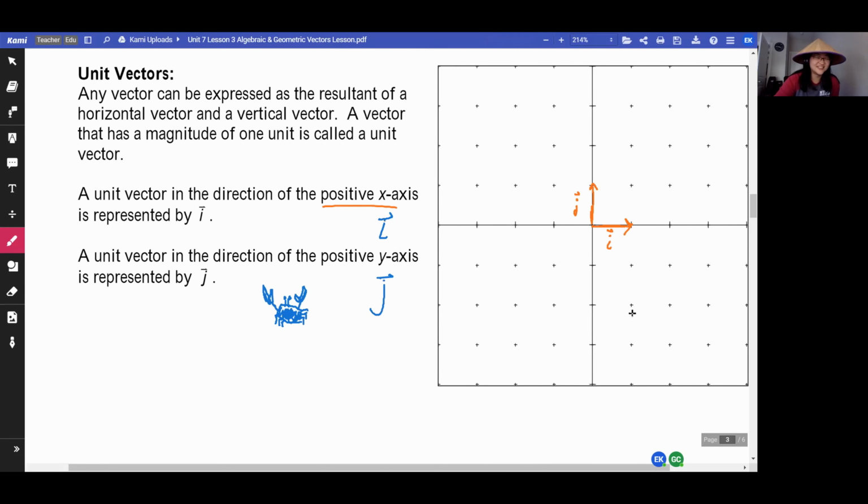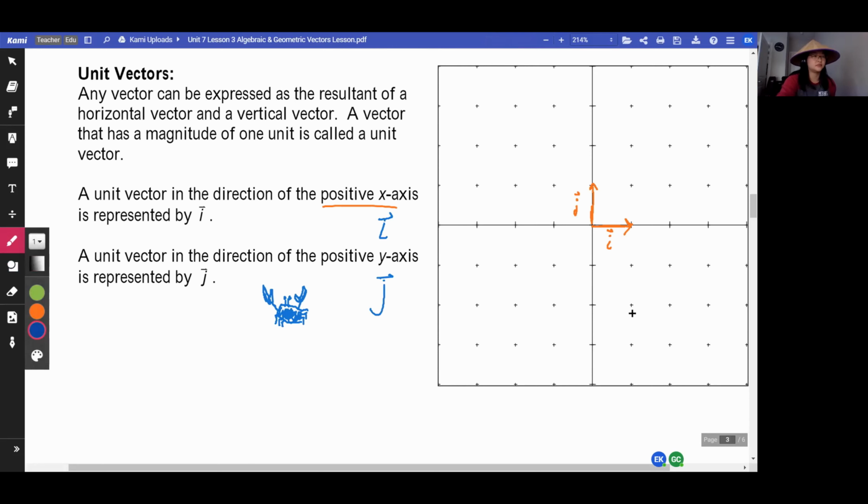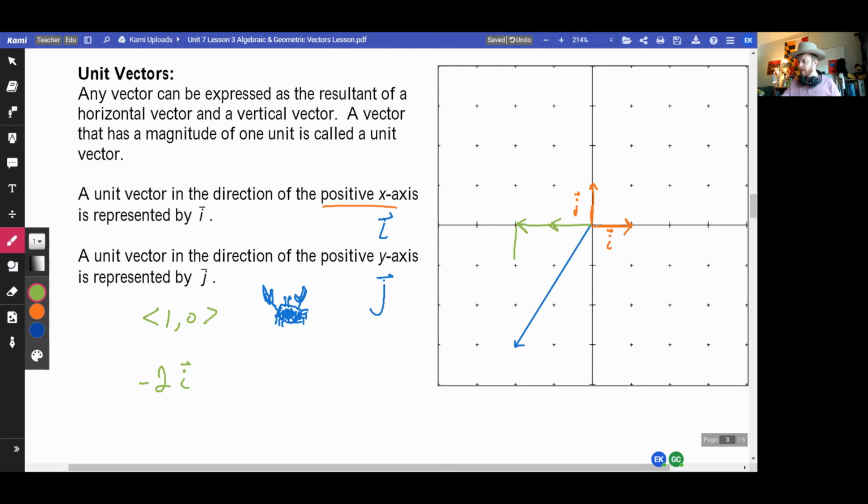So it's subtle, but it says any vector can be expressed as the resultant of horizontal vectors and vertical vectors. So give me a vector that can be placed in this coordinate plane that we have here. Should I just draw it in? Yeah, just draw it in. And then I'm going to find out how many I's and how many J's get me to that vector. So -2 I's. And really, when I write I, I'm in a way writing 1, 0. And then it looks like -3 J's.